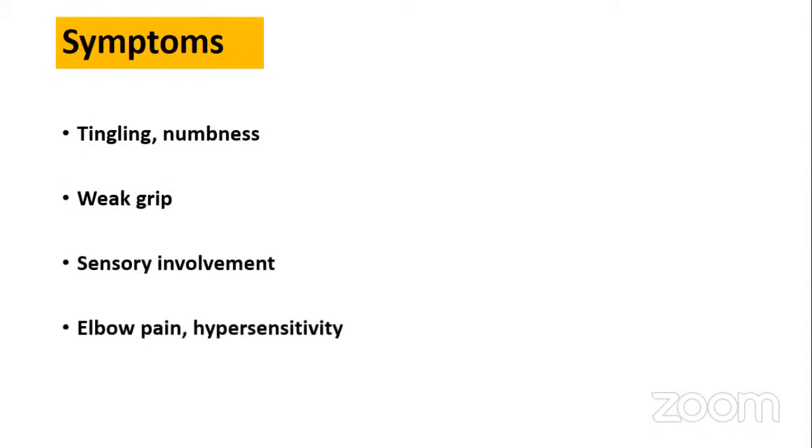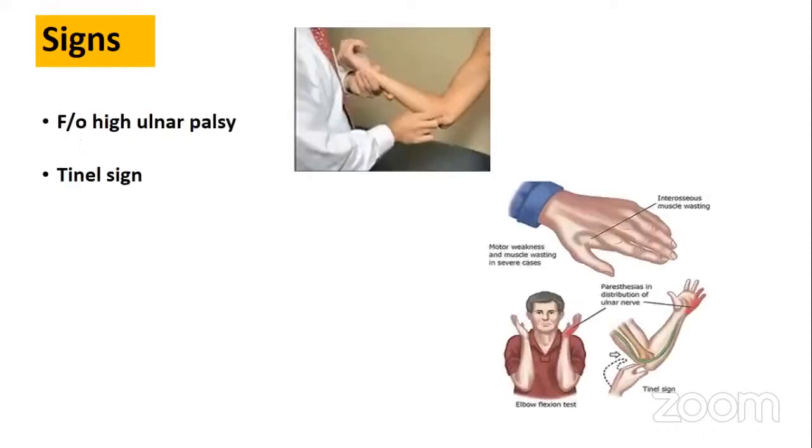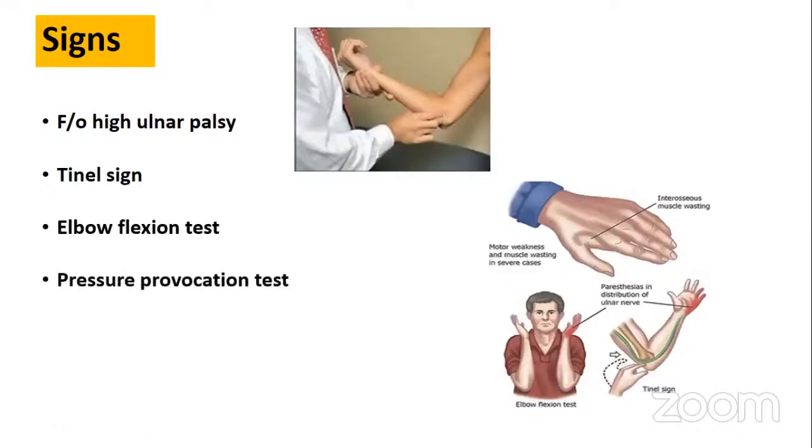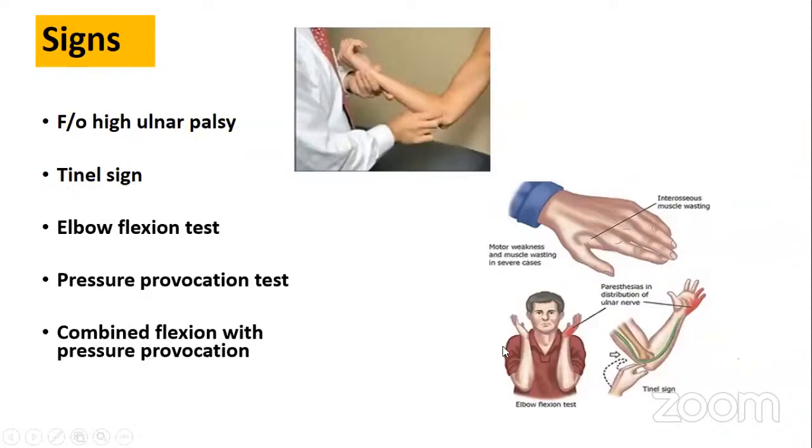Tingling and numbness in the ulnar nerve distribution. Grip is weak because the intrinsics are paralyzed, or weak rather. Sensory involvement, and a lot of patients actually have more pain, elbow pain and hypersensitivity. There could be high ulnar nerve palsy kind of symptoms, and a Tinel's sign at the cubital tunnel. If you keep the elbow hyperflexed like this, you're provoking the entire thing. If you keep it for 60 seconds, the patient starts getting paresthesia in the hand. And for the pressure provocation test, you basically put a lot of pressure, like in Durkan's test. And you can have combined flexion and pressure provocation. Then you might get these symptoms back in the patient.